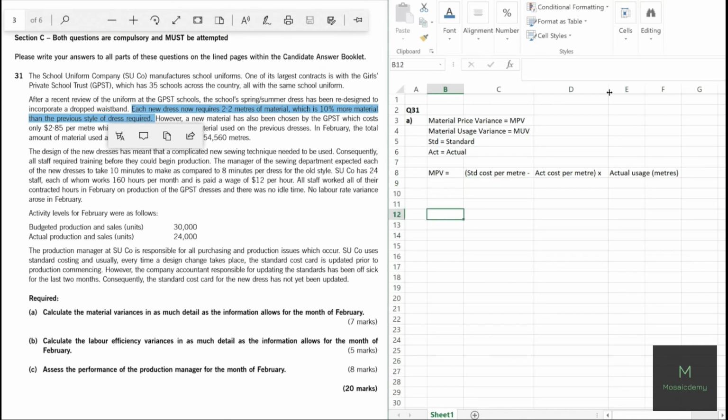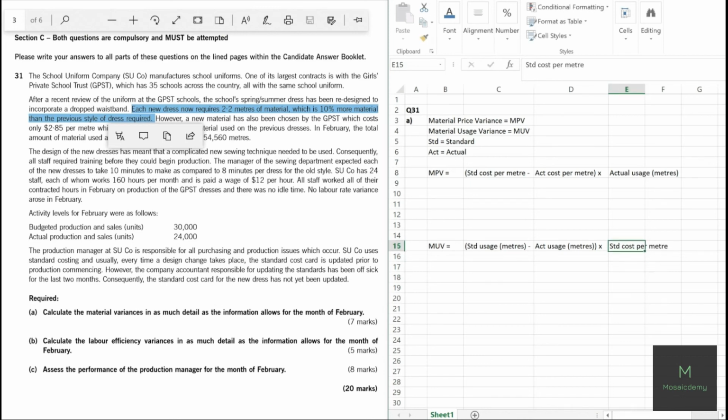Okay, and likewise we'll have our material usage variance, which we'll calculate. Material usage variance, which is equal to our standard usage, which will be in terms of meters here, minus the actual usage, again in terms of meters, multiplied by, so we have the meters in the brackets, so outside the brackets we'll have the cost per meter, so the standard cost per meter.